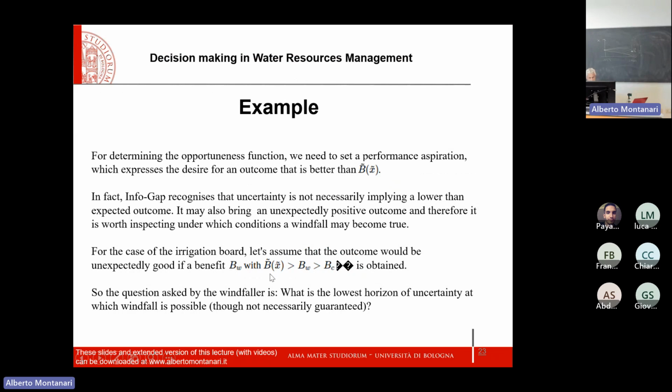So BW is of course larger than the critical benefit, and it's also larger than the benefit which corresponds to the best prediction. In fact, you see in the first sentence, it is correct: the desire for an outcome that is better than B tilde. B tilde is the benefit corresponding to the best prediction.